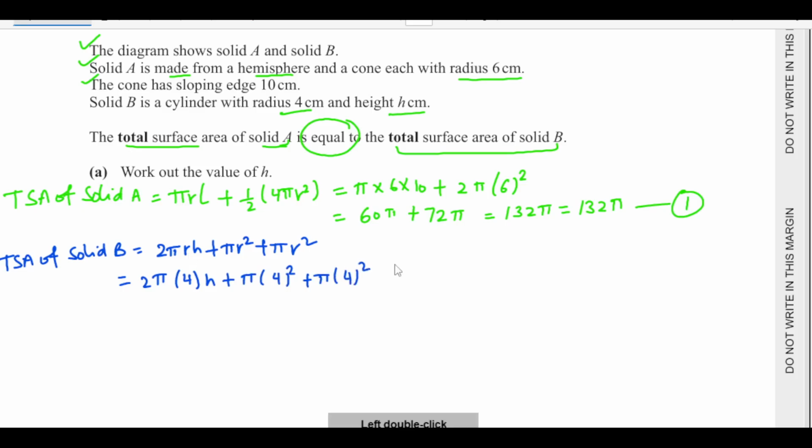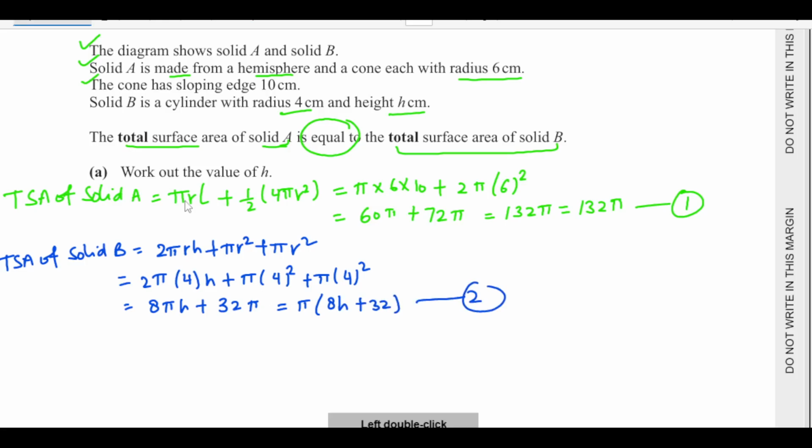So this one is 4 times 2, 8 pi h, plus this is 16 pi, 16 pi plus 16 pi is 32 pi. Okay, so pi is common here, and inside we have 8h plus 32, right. So this is equation 2.